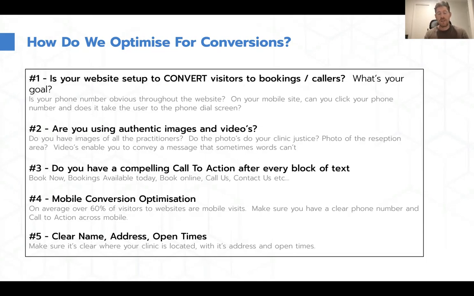So just be super clear on that in your mind, and then make sure that that's what is really clear on your site. If you do want people to call, then is the phone number obvious throughout the website, on every single page, not just the home page? On your mobile site, can you click your phone number, and does it take the user to the phone dialer screen? Super important as well.